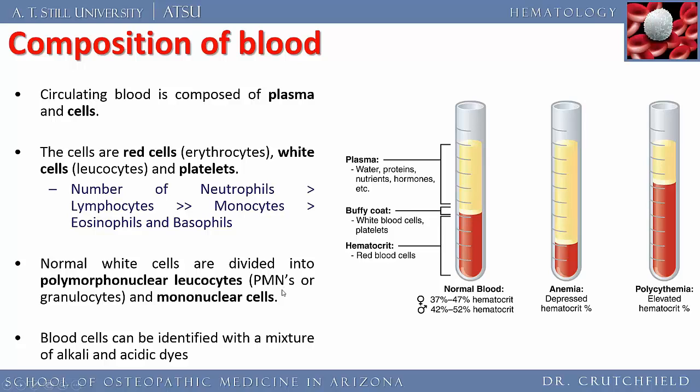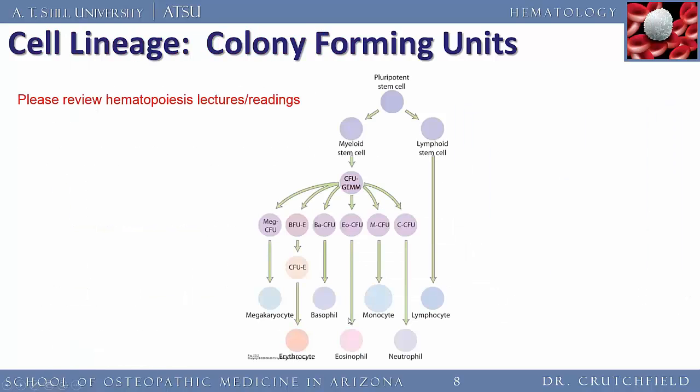Normal white cells are divided into polymorphonuclear leukocytes, PMNs or granulocytes because they have little granules in them, and mononuclear cells that have one nucleus and might be agranulocytic. And how do we know which ones are which? Well, we stain them. We can either use an acidic stain or we can use an alkali stain when we look at these under the microscope. So alkaline stain usually will stain blue, and acidic stain will stain different components red.